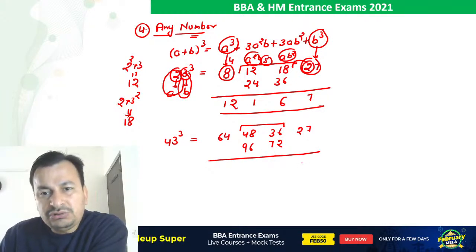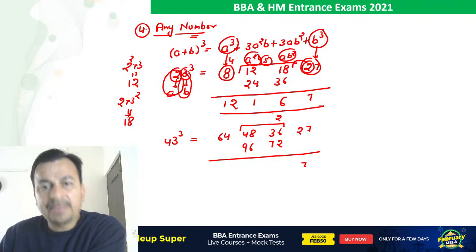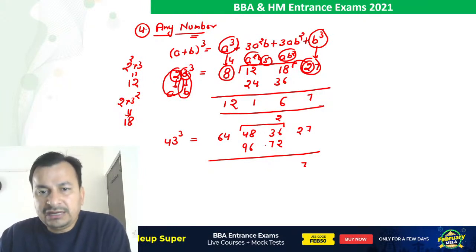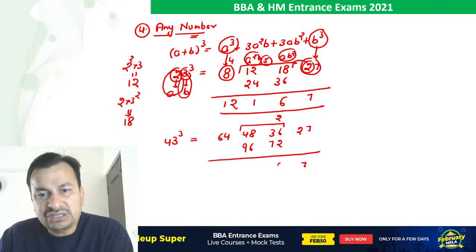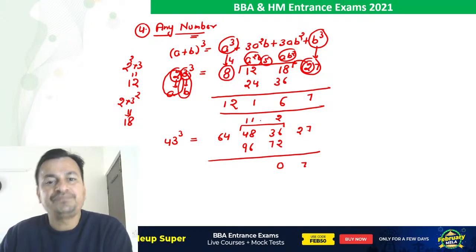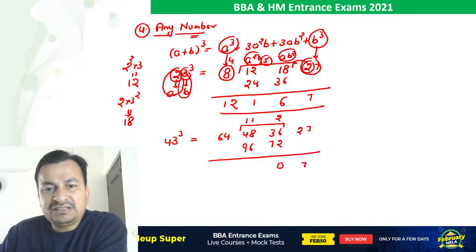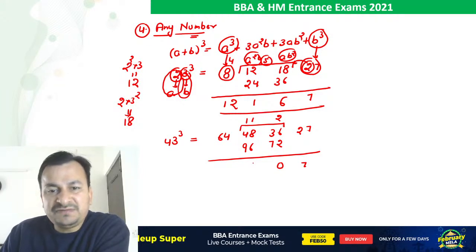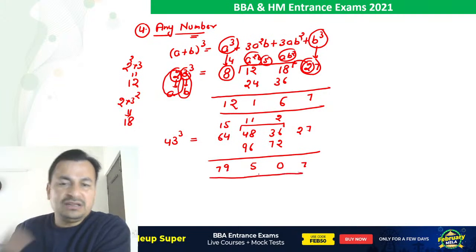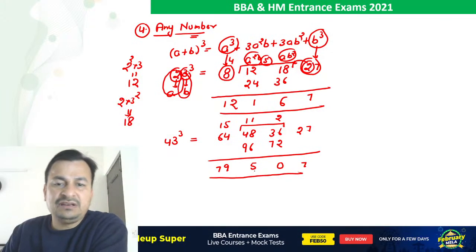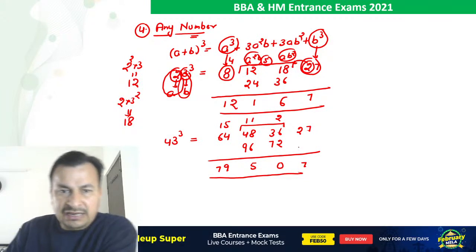27 का as I told you 7 आएगा, 2 हमारा as a carry चला जाएगा। 2 plus 36 38, 38 plus 72, 38 plus 72 is 110, तो 110 का 0 यहाँ पे आएगा, 11 as a carry चला जाएगा। चलिए तो 11 plus 48 plus 96, 1 plus 8 9, 9 plus 6 15, 5 1, 1 plus 1 2, 2 plus 4 6, 6 plus 9 15, तो 15 as a carry चला जाएगा। And 64 plus 15 is 79. So what is the cube of 43, my dear students? The cube of 43 is 79507.